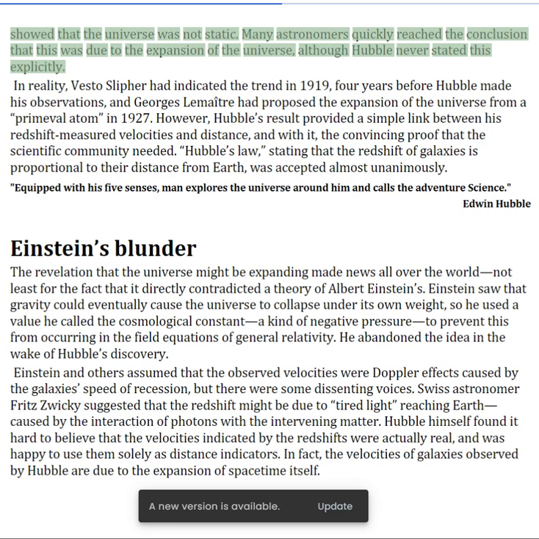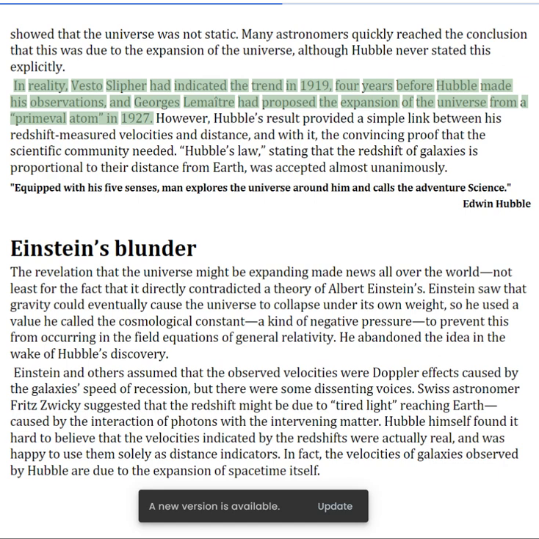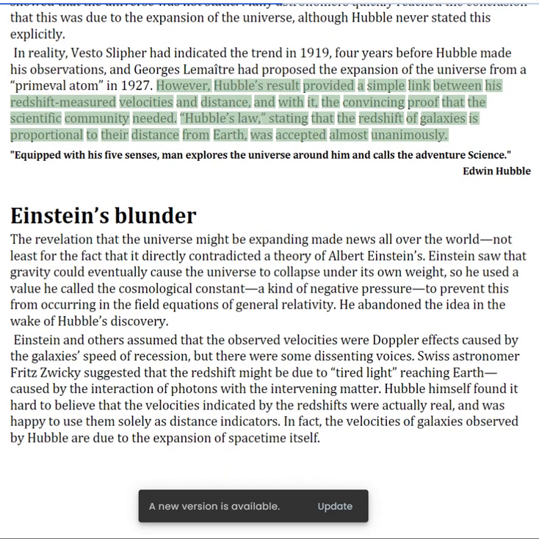this explicitly. In reality, Vesto Slipher had indicated the trend in 1919, 4 years before Hubble made his observations, and Georges Lemaître had proposed the expansion of the universe from a primeval atom in 1927. However, Hubble's result provided a simple link between his redshift measured velocities and distance, and with it, the convincing proof that the scientific community needed. Hubble's law, stating that the redshift of galaxies is proportional to their distance from Earth, was accepted almost unanimously.